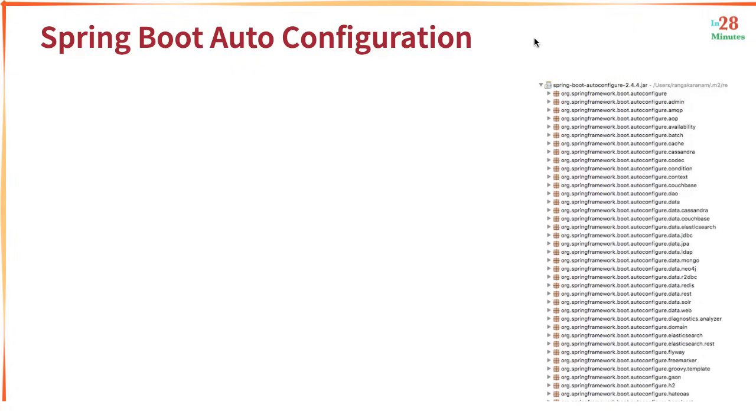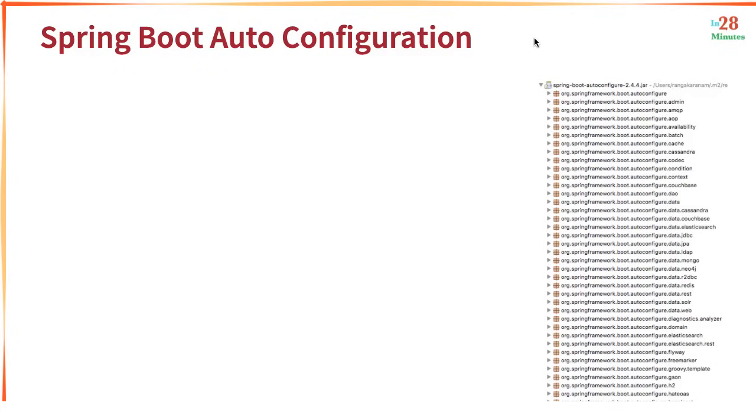Welcome back. In this step, let's look at Spring Boot auto configuration. Spring Boot starter projects define a set of dependencies. If I need to develop a web application, I need A, B, C, D, and E. So the starter defines A, B, C, D, and E. But these frameworks might need a lot of configuration.